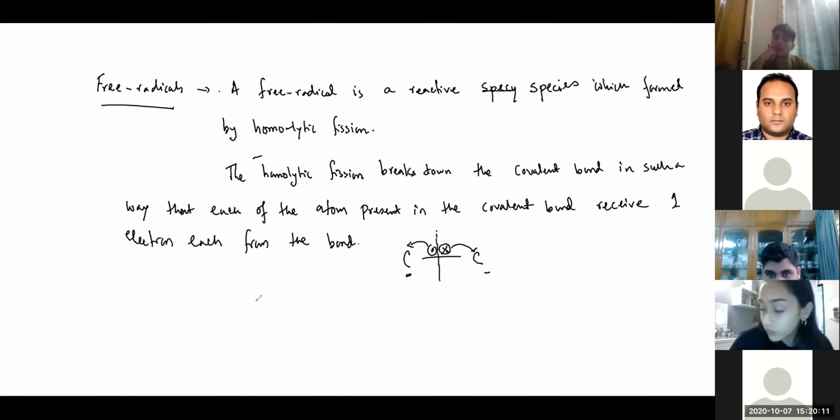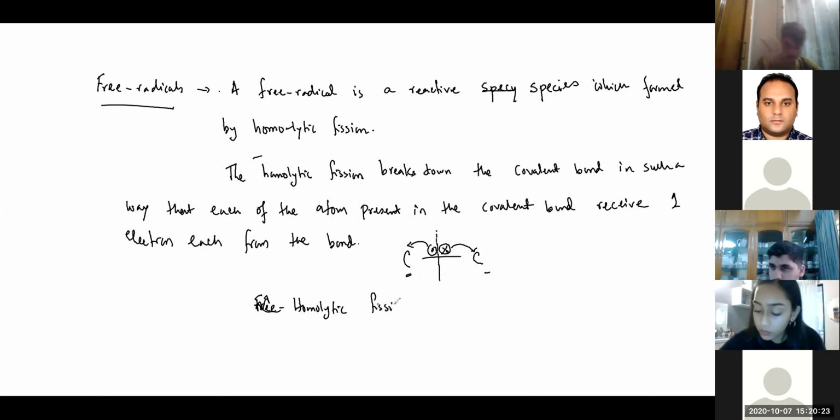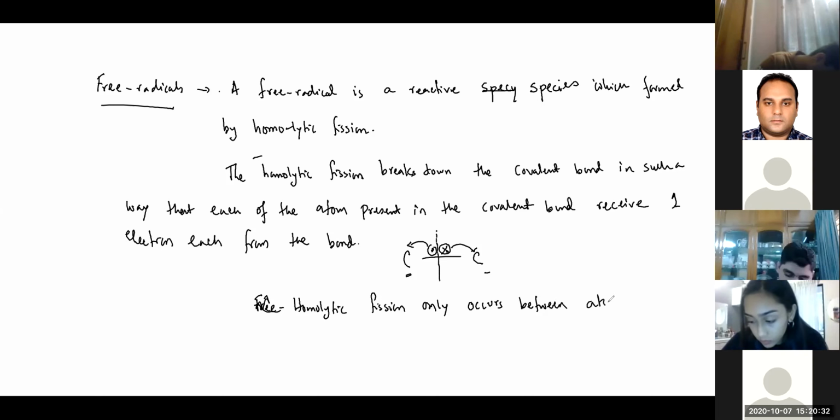So free radicals. Homolytic fission only occurs between atoms of the same electronegativity.